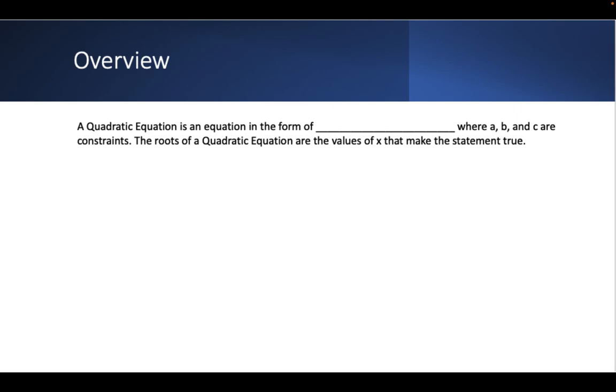Today, we're going to dive into the fascinating world of quadratic equations and learn how to find their roots using the quadratic formula. So let's start with a quick overview. A quadratic equation is an equation of the form ax squared plus bx plus c is equal to 0, where a, b, and c are constants. The roots of a quadratic equation are the values of x that make the statement true.